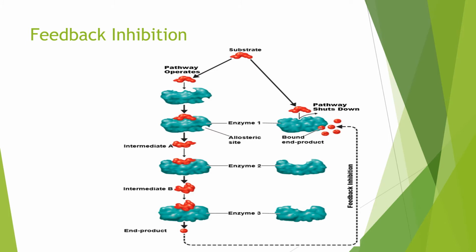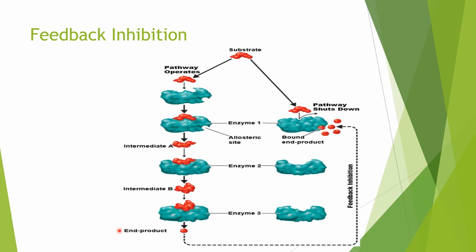Now, there is another way to stop a reaction, and that is known as the feedback inhibition. Now, what is the feedback inhibition? Let's say that you have a substrate, and that substrate binds to its enzyme, and the reaction does take place. And let's say that first reaction resulted in a byproduct. That byproduct binds to another enzyme, and you get a second byproduct, which binds to a third enzyme until you get to the end product that you are after.